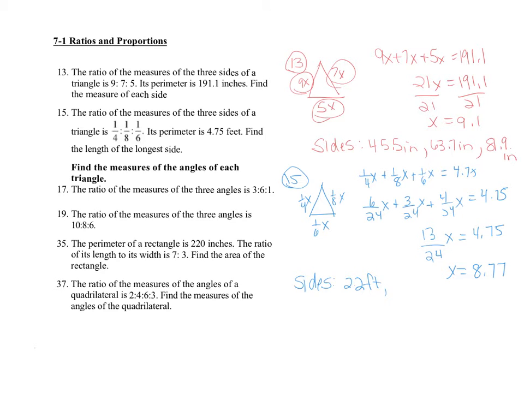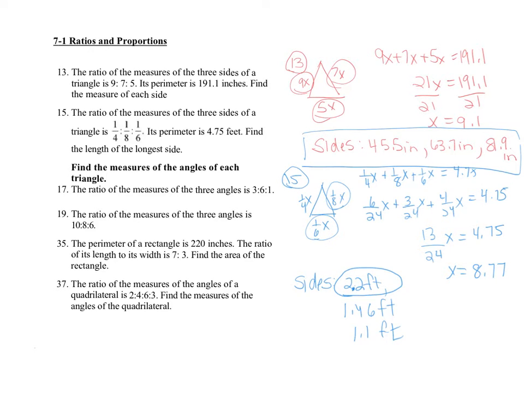If I do 1/6 times 8.77, that is going to give me 1.46 feet. And then the 1/8 will give me, rounding, approximately 1.1 feet. So the measurement of the longest side would be the 2.2 feet. So in number 13, it asks us for the measurements of all the sides. In number 15, it asks us for the measurement of the longest side.